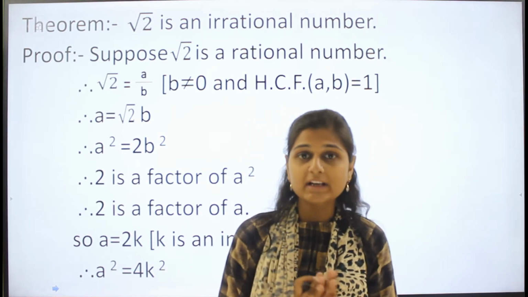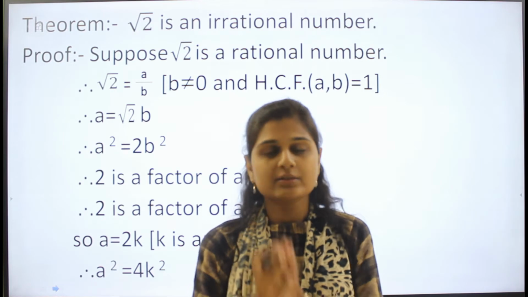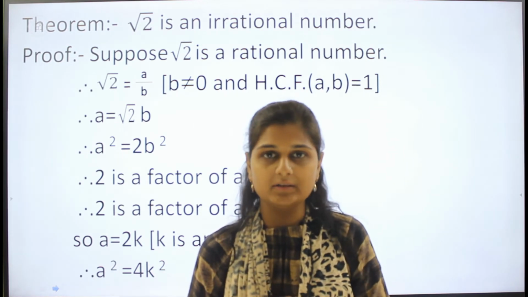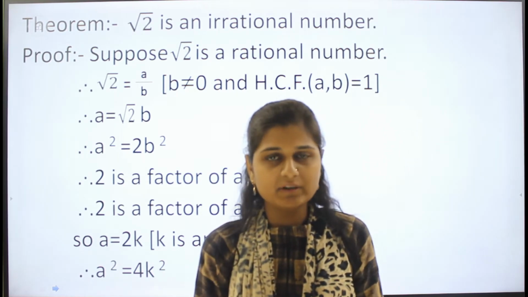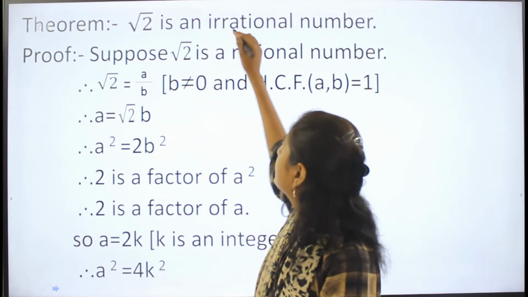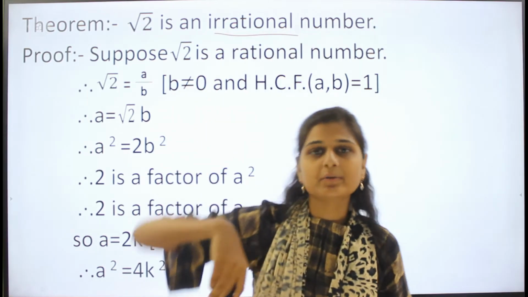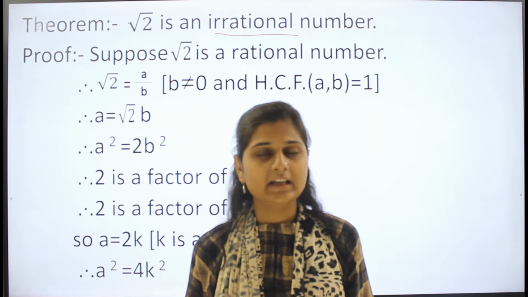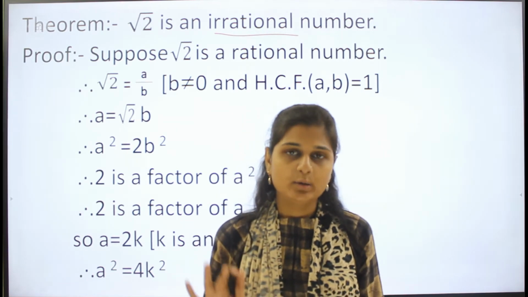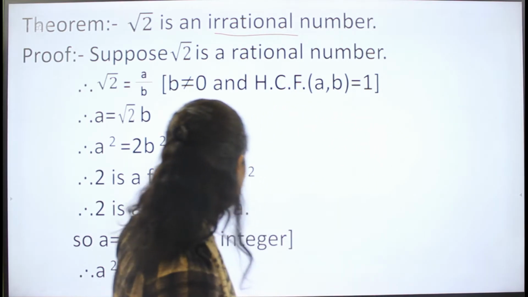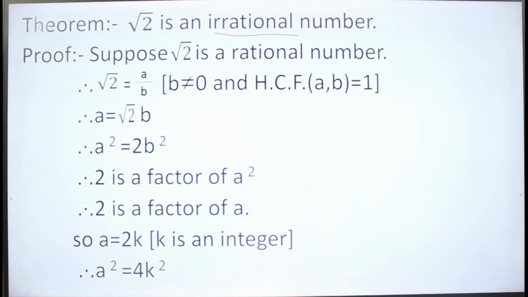So then you will get the contradiction. So this is your contradiction method. You have to take it in reverse: the given value is irrational, but we will suppose that it is rational, and then we will prove it wrong. Okay, so this we will do by ourselves.